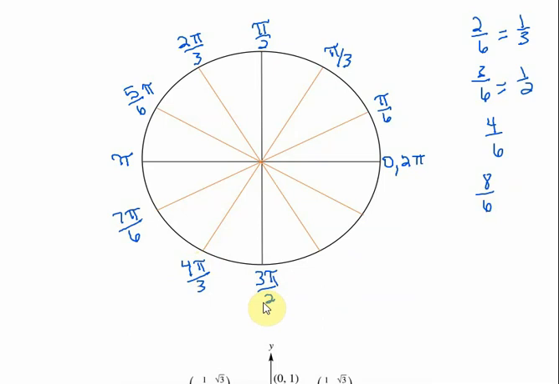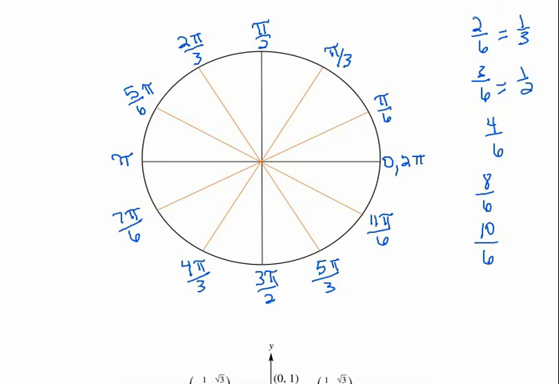9 pi over 6 reduces to 3 pi over 2. 10 pi over 6 would reduce to 5 pi over 3. And then 11 pi over 6 doesn't reduce. And then 12 pi over 6, that would be 2 pi. So now we just broke up our circle into 12 parts. And it goes up by sixths, which is hard to say. And again, we just reduce when we can reduce.